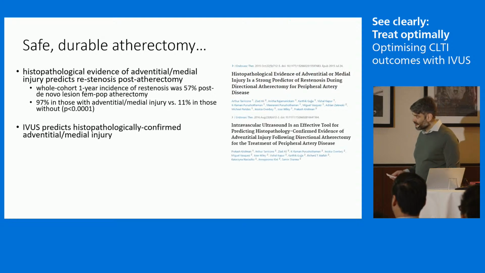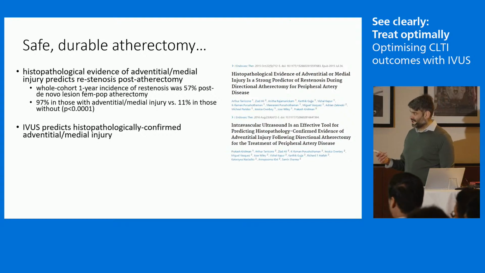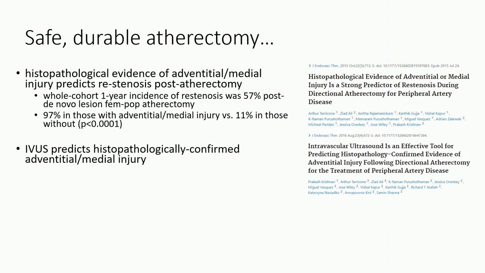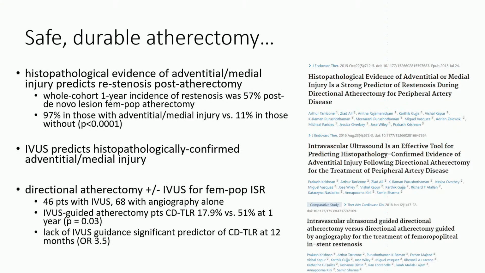The next paper that they put out showed that IVUS can actually predict a little bit this adventitial or medial injury that you're seeing on the histology. And they were able to link in the IVUS findings of dissection going into these layers with the histopathological findings of adventitia or media in the atherectomy effluent.